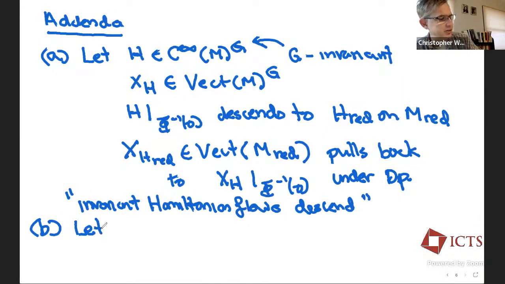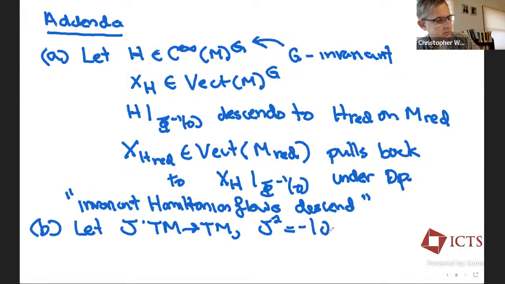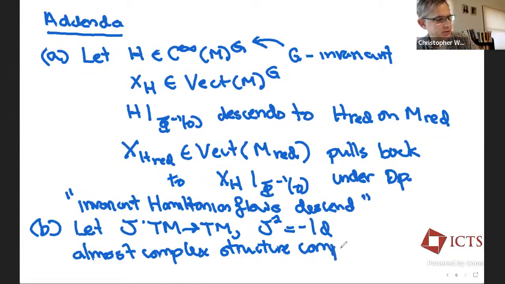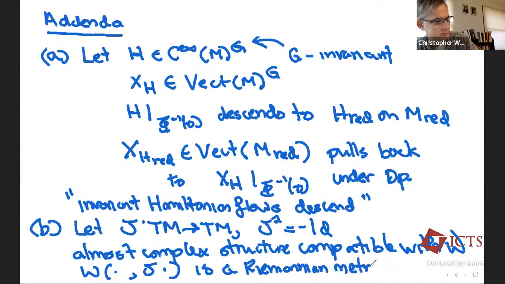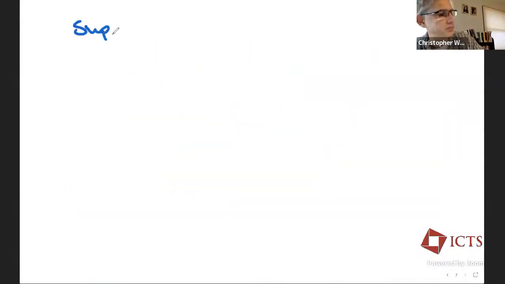So you can say let J be an almost complex structure which is compatible with omega. So what does that mean? That means that omega, if I stick a J in, is a Riemannian metric on M. And suppose that J is G invariant.